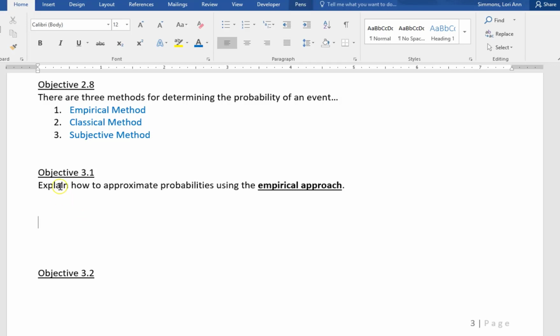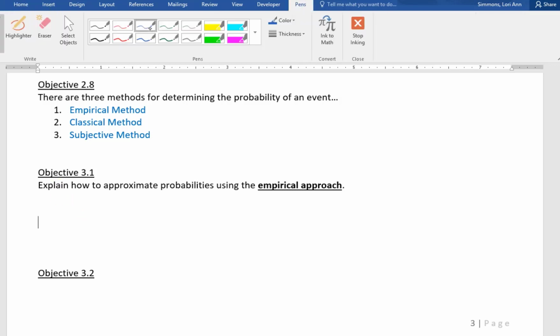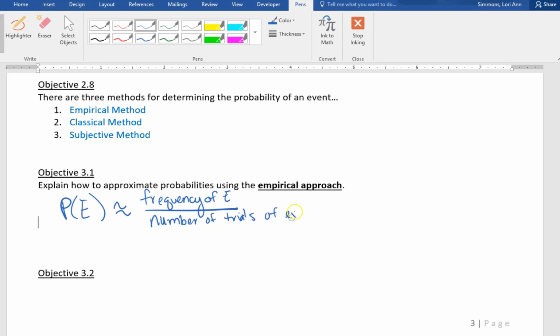So let's explain how to approximate probabilities. Probability of E is approximately equal to the frequency of E over the number of trials of the experiment.